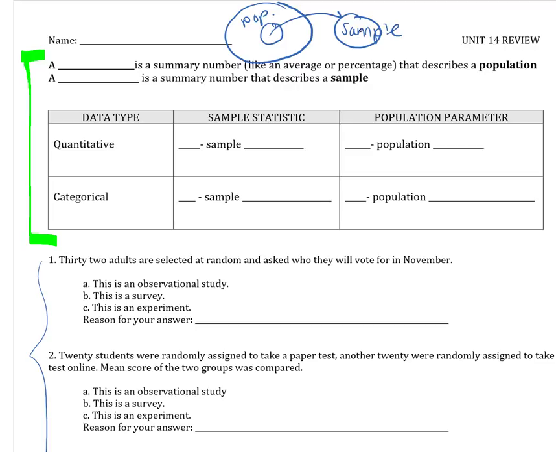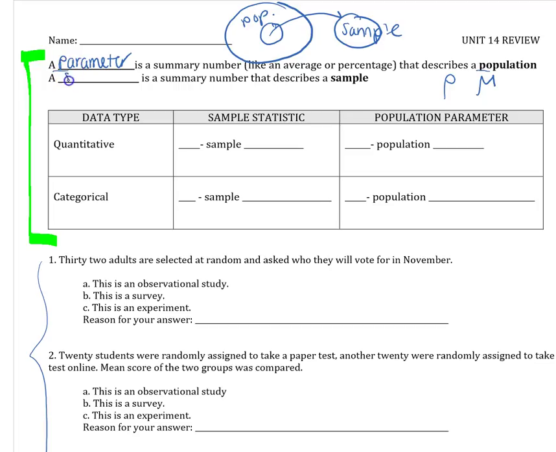Okay? A blank is a summary number that describes a population. That is a parameter. Okay? P associates with P. Your parameter symbols are P for population proportion, so it's the true proportion in a population of something that happens, and mu, the true population mean.